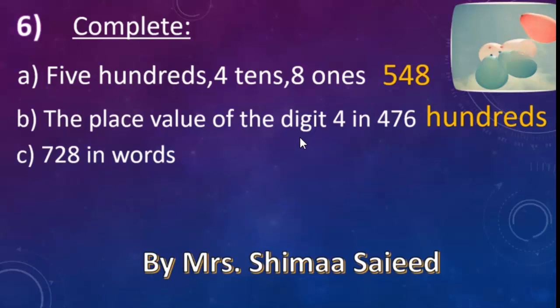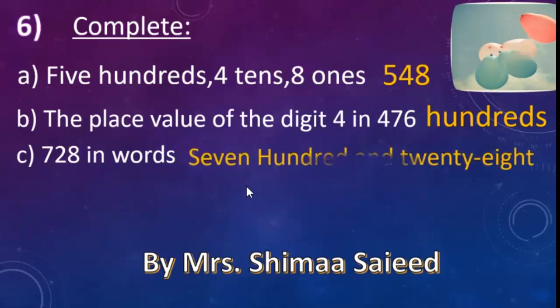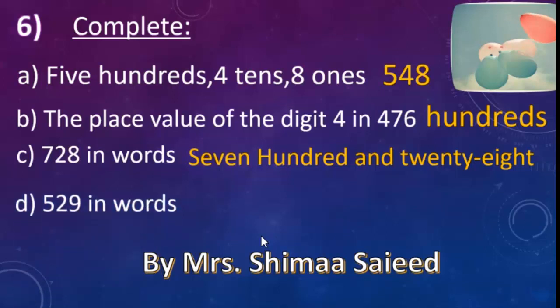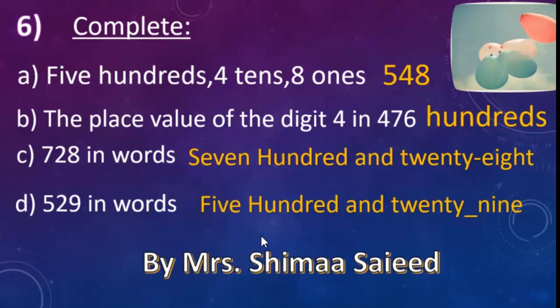What about 728 in words? Write 728 in letters. So we will write 728 like this: 7 S-E-V-E-N, 100 H-U-N-D-R-E-D, and 28 T-W-E-N-T-Y-E-I-G-H-T. 529 in words. Write 529 like this: F-I-V-E H-U-N-D-R-E-D and 29 T-W-E-N-T-Y-N-I-N-E.